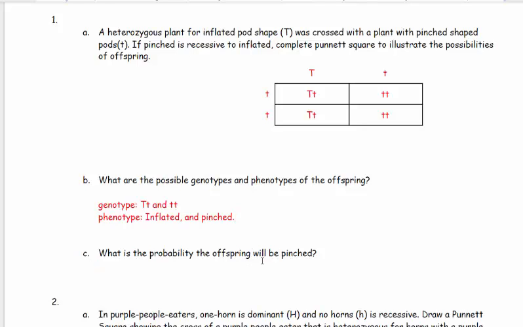What is the probability that the offspring will be pinched? Okay, so for probabilities, we always want to look at the Punnett square again. These are the offspring. So there are 4 possibilities. And for probability, the convention is to write the probability as a fraction. So what I'm going to do is count the number of them that are pinched. The number of them that are pinched are this one and that one. So there are 2 that are pinched out of 4 possibilities. So that's the way I would write the probability, 2 out of 4.